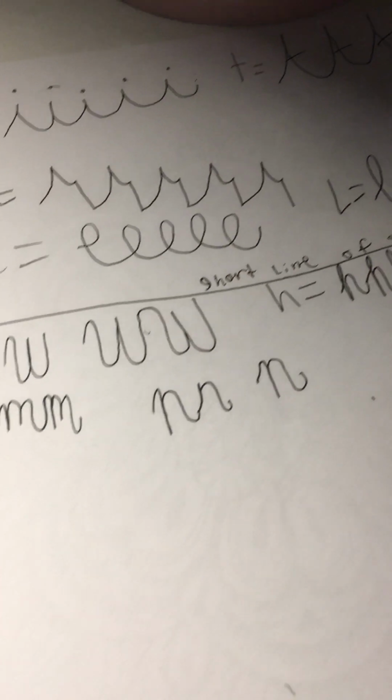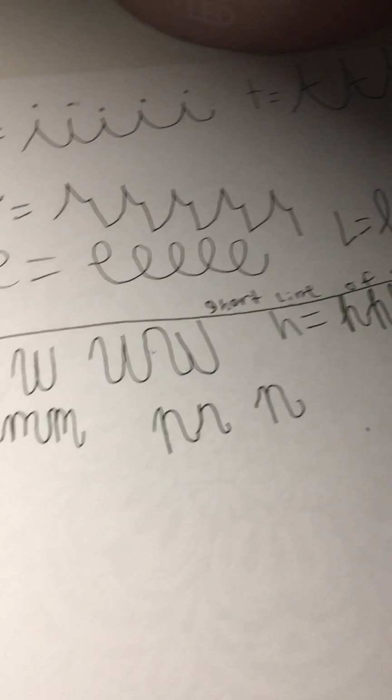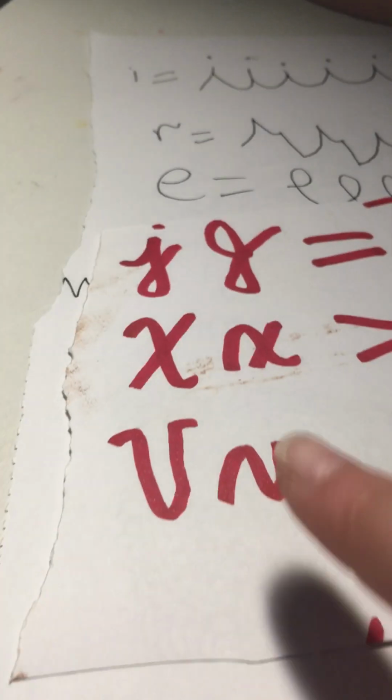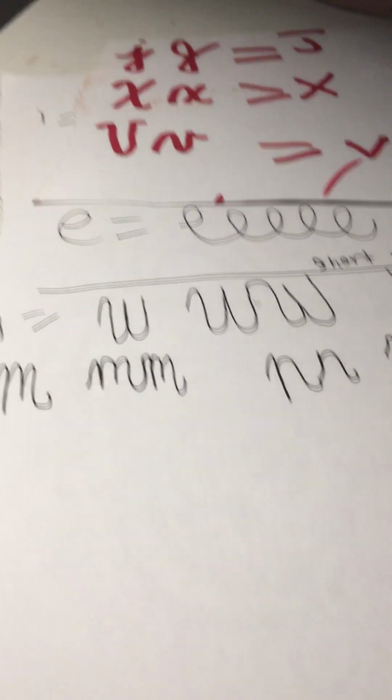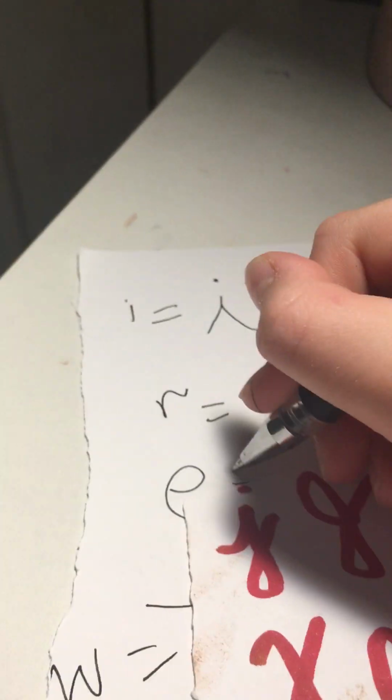Now we're going to learn the letters V, J, and X. So let me get something out of here. So these are the letters V, J, and X. So we're just going to be doing the lowercase ones of it. Okay, so the lowercase J. This J is right here. This is the lowercase J.